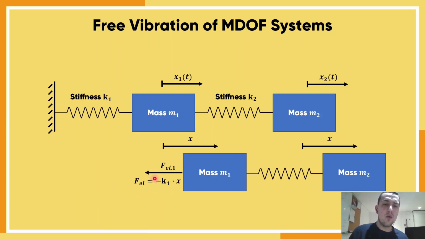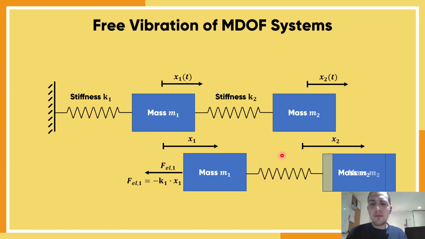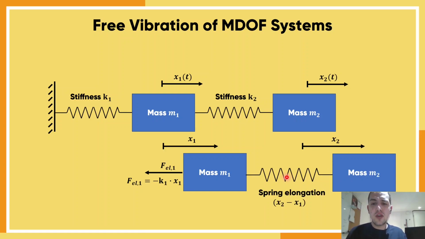So we can say right away that the elastic force acting on mass 1 because of spring 1 has only to do with this variable that we're going to call x1. So it only has to do with the displacement of mass number 1. And now what about the second spring? For this, let's imagine that the two displacements are different. So let's say that x2 is a little bit bigger than x1. And now we can see that this spring is stretched. And it's stretched the amount x2 minus x1.